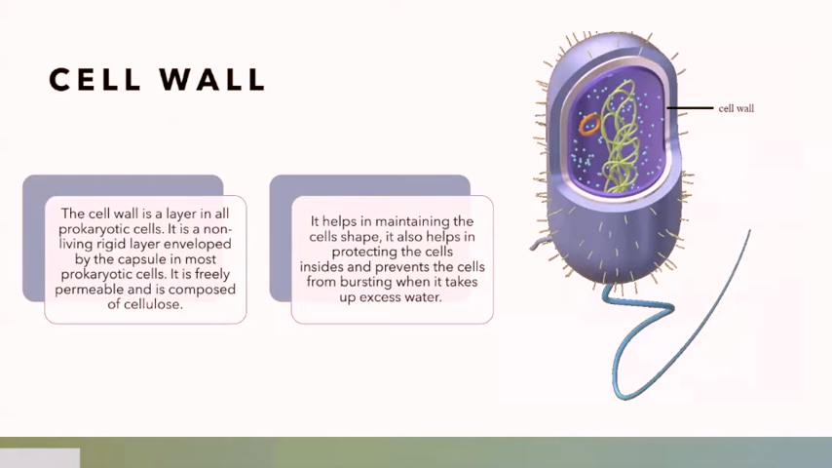Cell wall. The cell wall is a layer in the prokaryotic cell. It is a non-living rigid layer enveloped by the capsule and is in most prokaryotic cells. It is freely permeable and is composed of cellulose. It helps maintain the cell's shape. It also helps in protecting the cells inside and prevents the cells from bursting when it takes up excessive water.